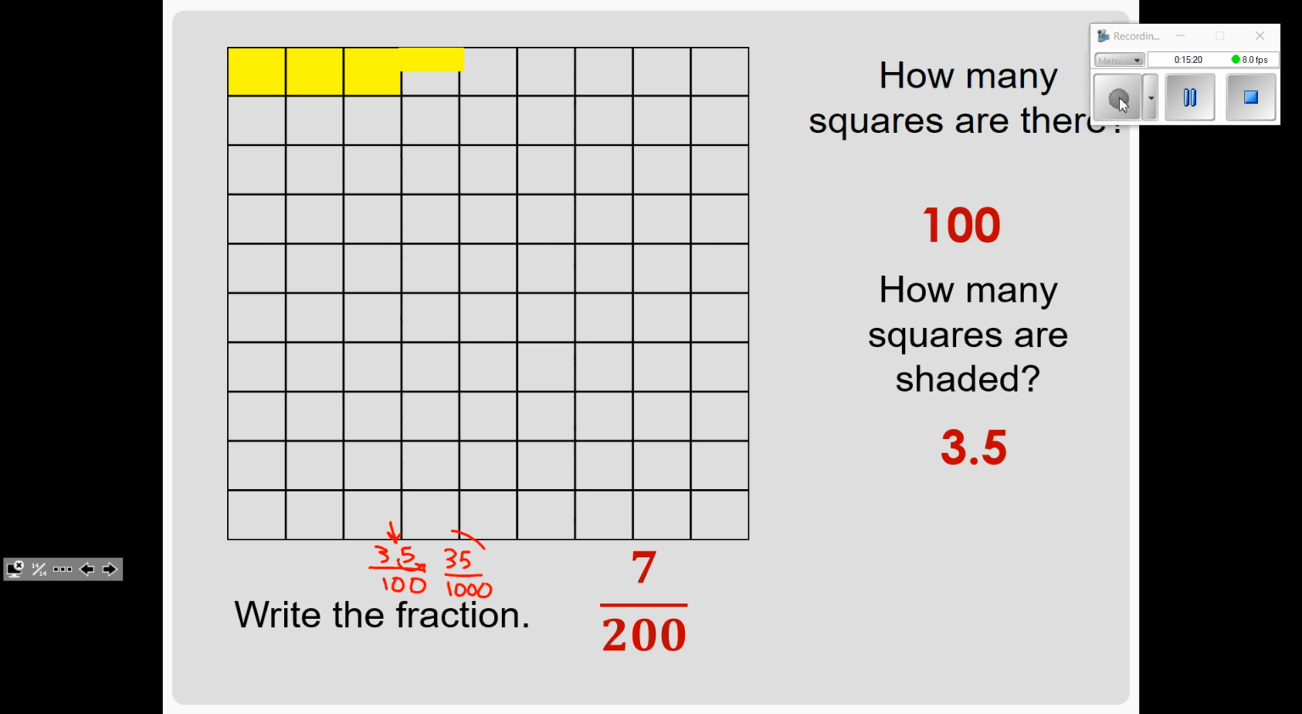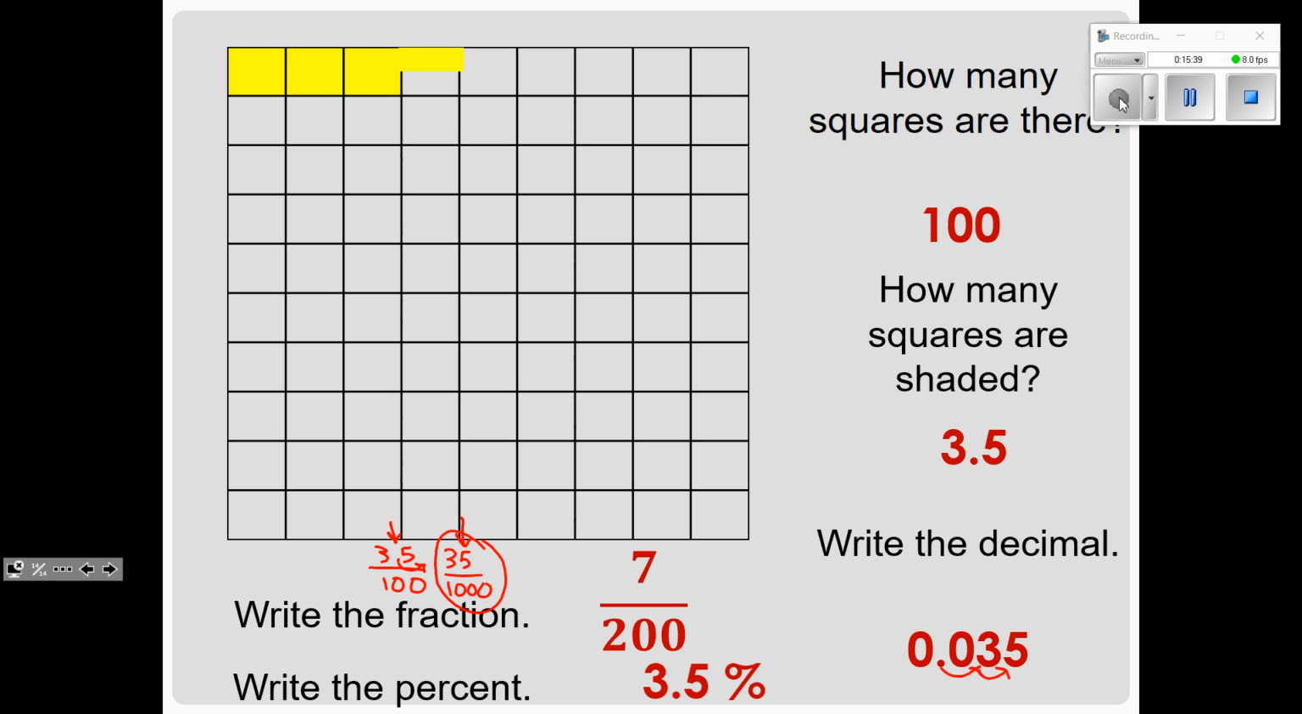But to write the decimal, this said 35 thousandths. So we know that we're going to have the 5 in the thousandths column, which means we're going to write it as 0.035. And then to convert it to a percent, we move the decimal over two places, and that would be 3 and 5/10%.